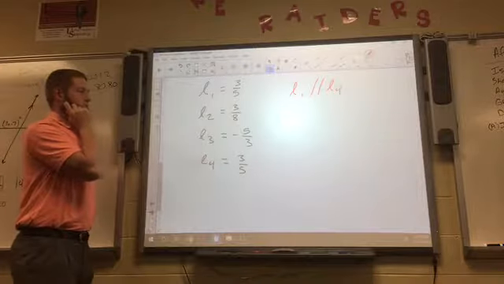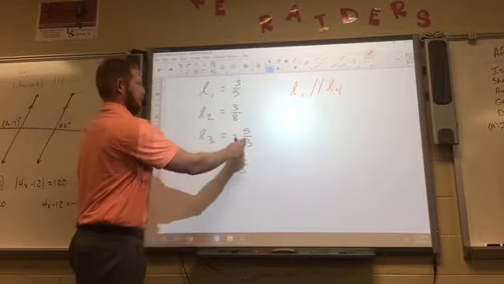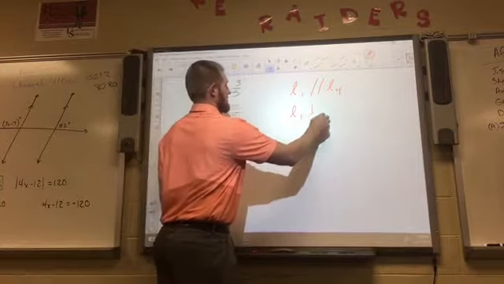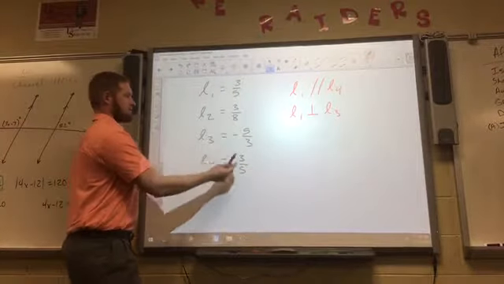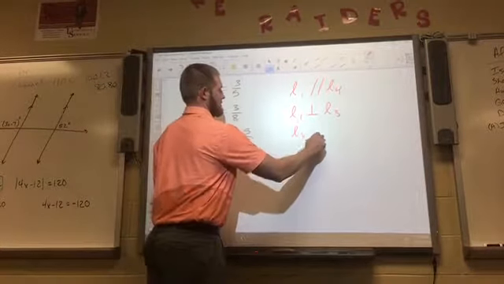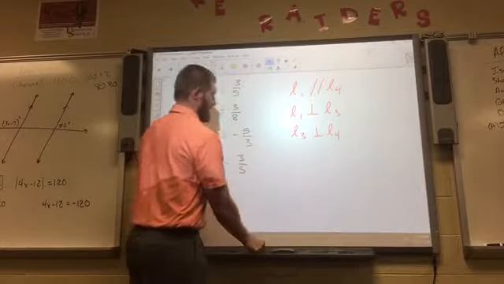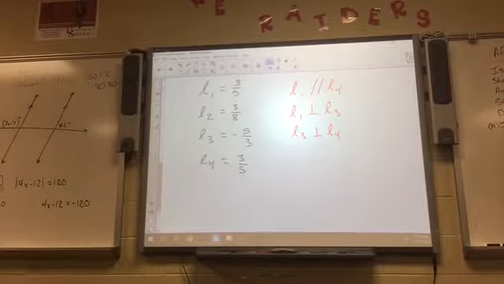Okay, are there any that are perpendicular? 1 and 3, 3/5 and negative 5/3. And what was the other one you said? 3 and 4. Negative 5/3 and positive 3/5. Okay. That's what you're going to have to do on those problems that go with that example, except you would have had to solve and find the slopes by yourself. Think we could handle that?